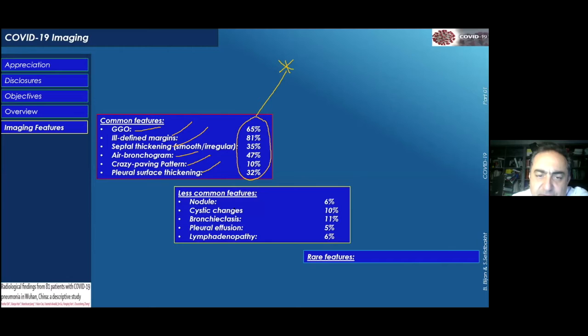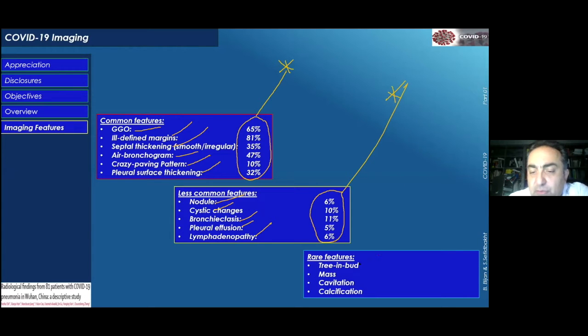Less common features are those with a nodule, cyst, bronchiectasis, pleural effusion, adenopathy. These are stuff that you see 5 to 10% of the time. So if you read, let's say, 20 cases per day, you're going to see probably 1 or 2 or 3 cases at most with pleural effusion or lymphadenopathy. But once you see any of these findings, like tree-in-bud, mass, cavitation, or calcification, these are not typical. These are very atypical. You have to look for another diagnosis for these cases.